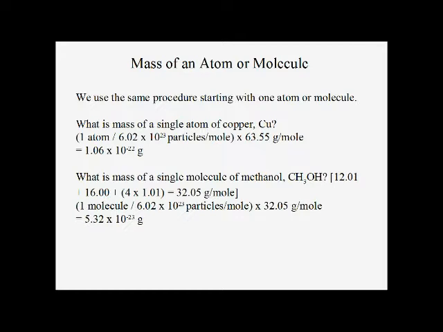We can even calculate the mass of a single atom or molecule. So to get a mass of a single atom of copper, we have number of atoms. Number of atoms is 1. So we take our 1 atom, divide it by Avogadro's number to get moles, then we multiply by the molar mass of copper, and we end up with 1.06 times 10 to the minus 22 grams for 1 atom of copper.